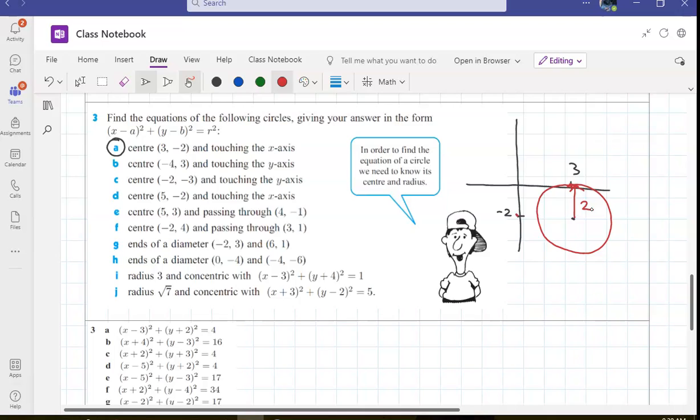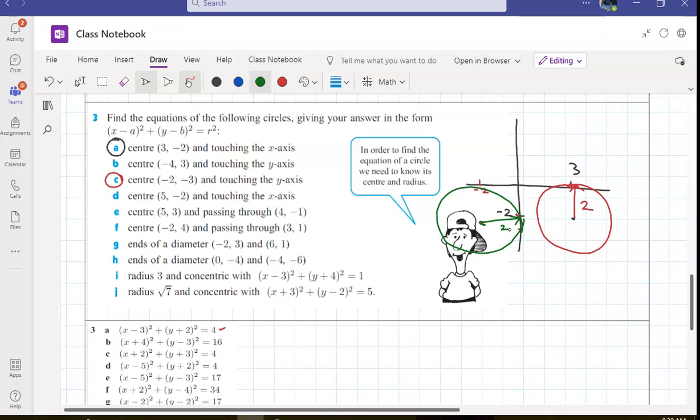And you can see the answer down here. So what do you think would happen if you're doing C or B, whatever? If it touches the y-axis, minus 2, minus 3, but this time it is touching the y-axis. Once, oh, that's not very good. Oh no, failed drawing circles 101.